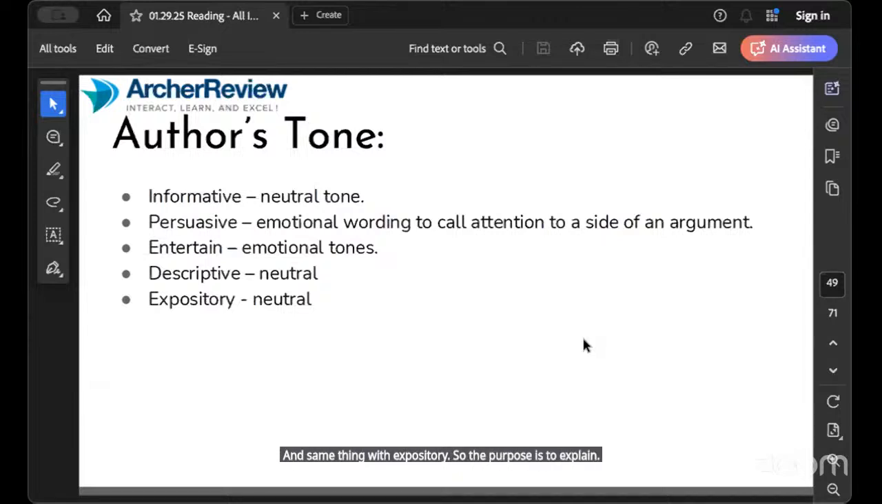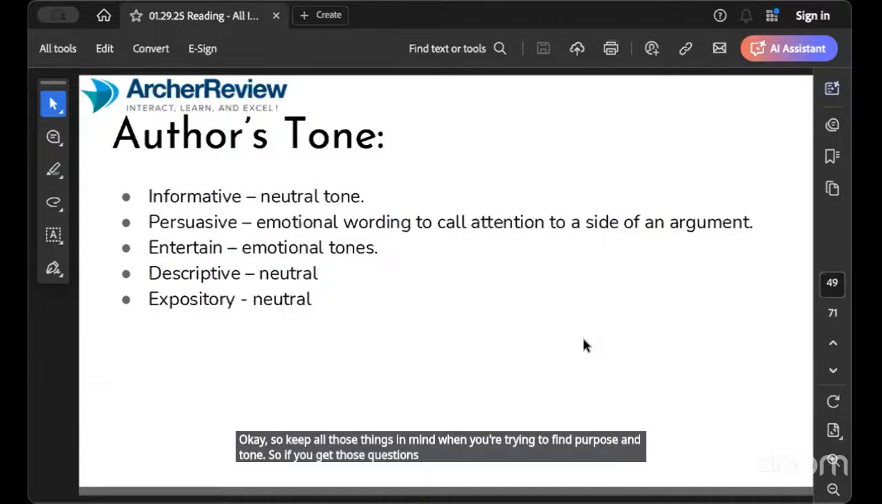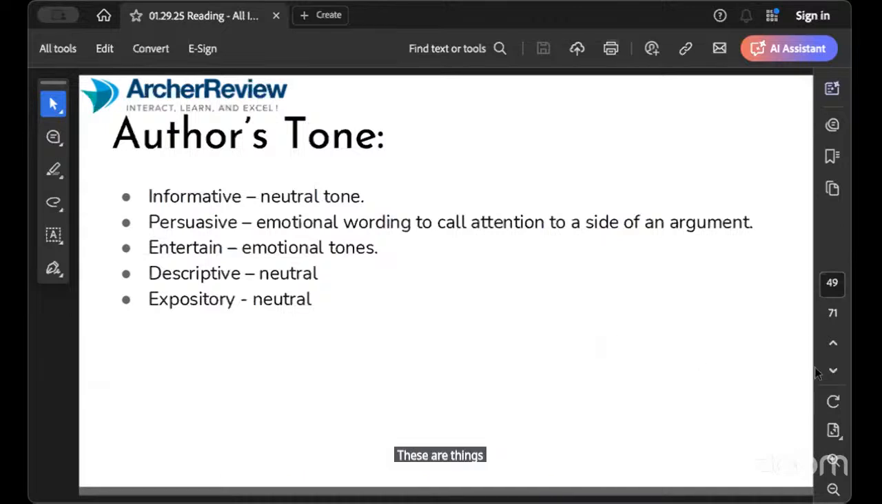It's neutral. It's giving you facts. It's stating what you need to do. Okay. So keep all those things in mind when you're trying to find purpose and tone. So if you get those questions about purpose or tone, these are things you want to keep in mind.